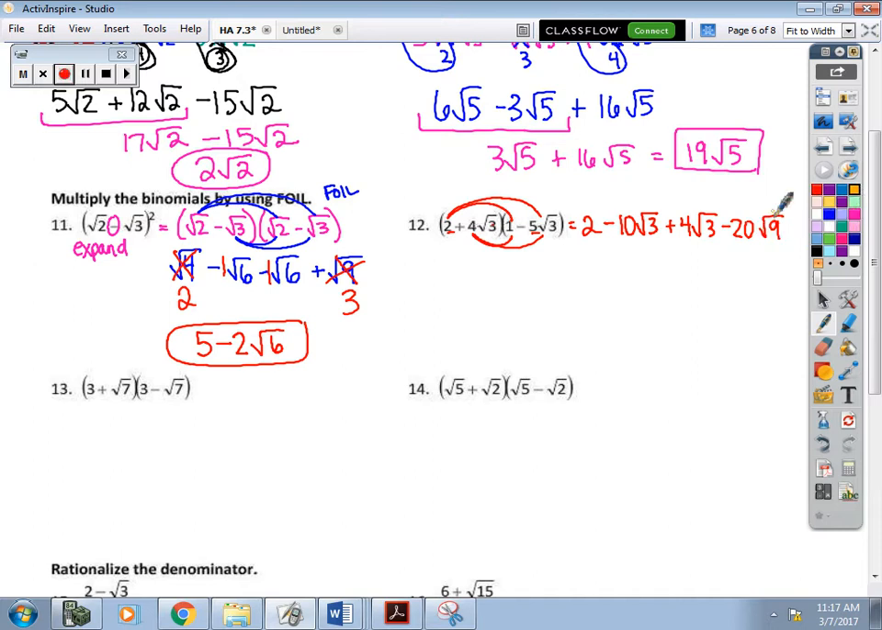Okay, now we can take the square root of 9, which is 3. And we can also combine our like radicals. So we'll have negative 10 plus 4 is a negative 6 square root of 3. Don't forget that you are multiplying those numbers together. So negative 20 times 3 is a negative 60. Then we'll combine 2 and negative 60, which should get me a negative 58 minus 6 square root of 3.